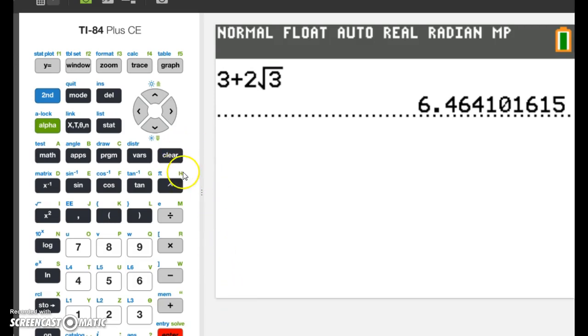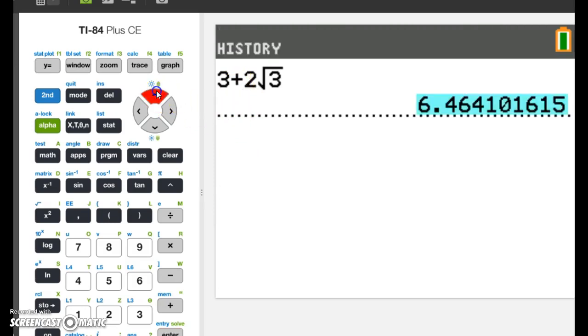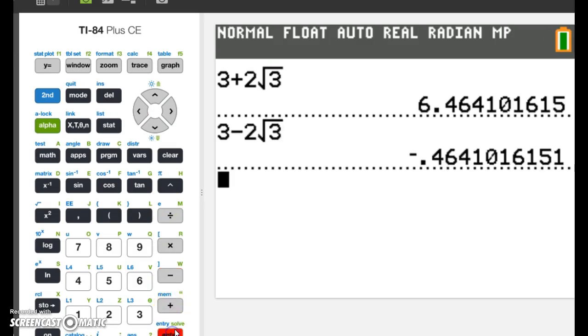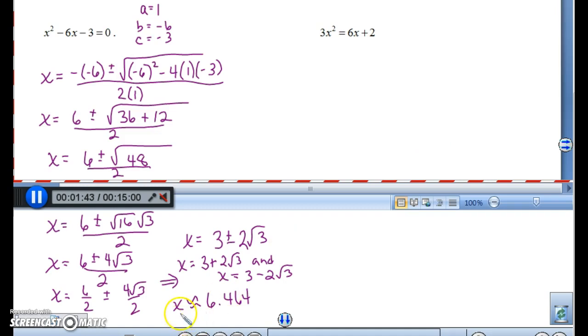And to save yourself some time, if you want to redo this, just change this to a minus. Just arrow up, press enter, and then arrow back, and change the plus to a minus, and press enter. And then you have negative 0.464 as your other value. So these are the approximations, and this is the exact value.